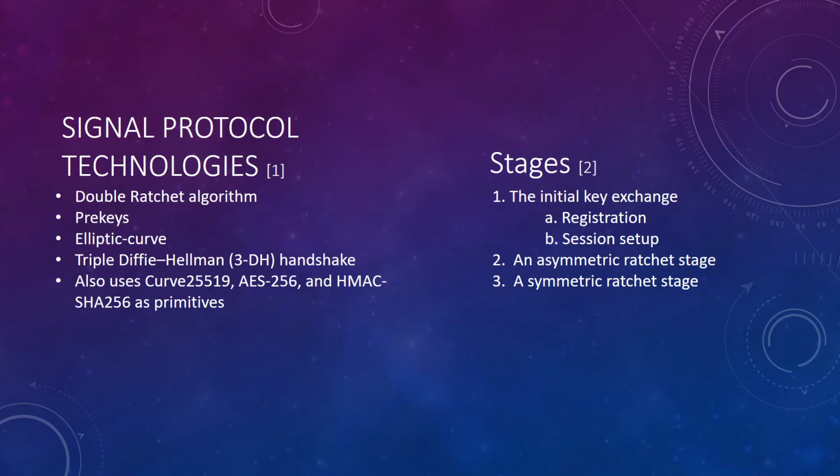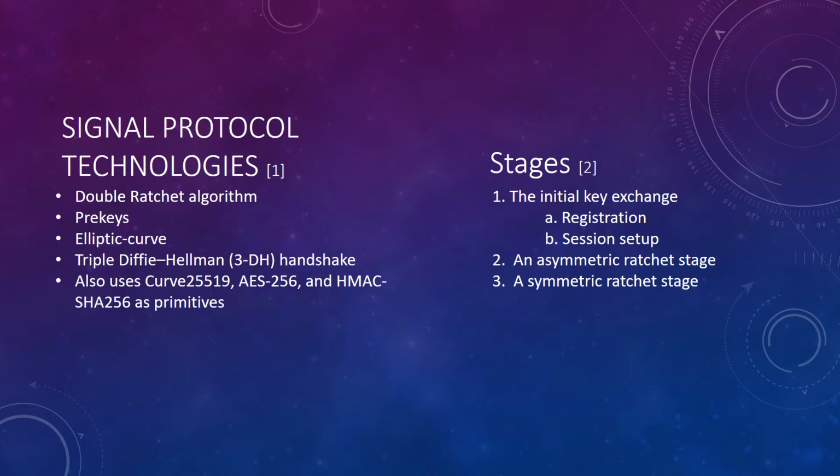The Signal Protocol is divided into three main stages. The initial key exchange involves registration and session setup. During the registration phase, two users, Alice and Bob, would upload their identity with a key distribution server, and then upload their long-term, medium-term, and ephemeral public keys.